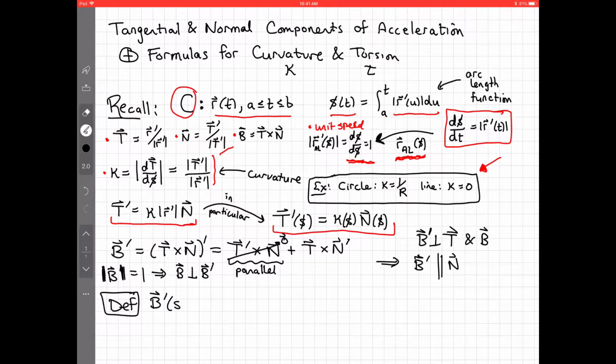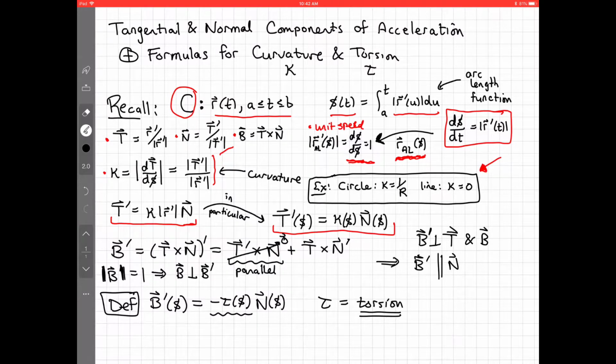We now know that B prime is parallel to N, so in the arc length parameterization, we're going to define B prime. Well, we know it's some mystery thing times N. It's parallel to N. Let's call that negative tau of s. Tau, this multiple that shows up, or off by a minus sign anyway, tau is torsion, right? So torsion is a companion to curvature.